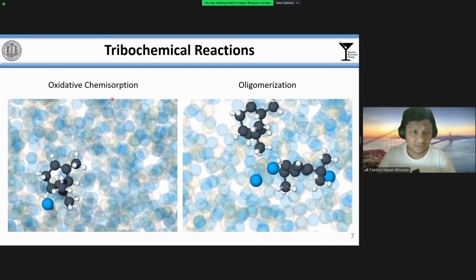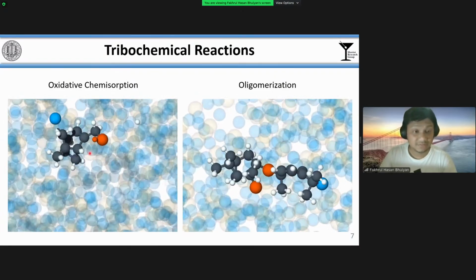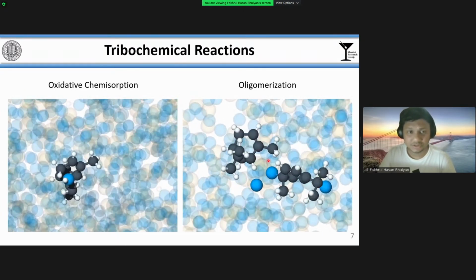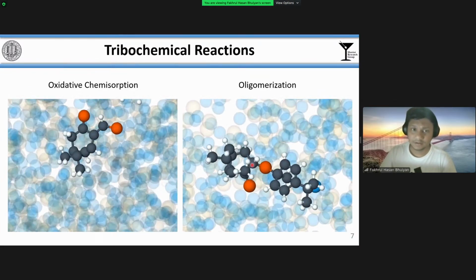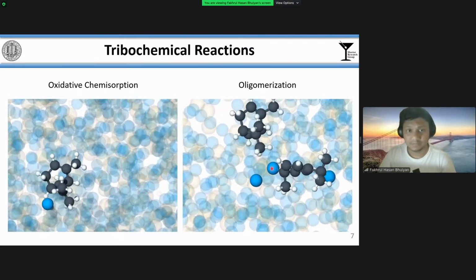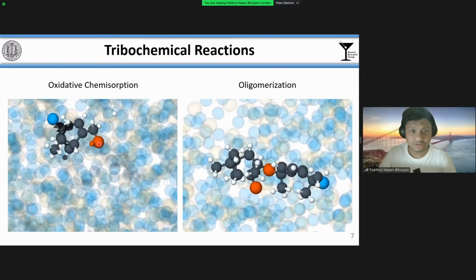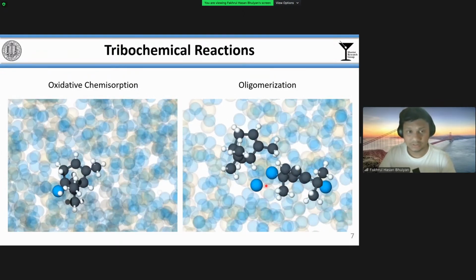For the oxidative chemisorption reaction, you can see an alpha-pinene molecule reacts with a surface oxygen atom to become oxidized. And for an oligomerization, two alpha-pinene molecules react with each other to form an oligomer or dimer. And as you can see, in both cases, the surface oxygen atoms or the surface plays a key role in these reactions.